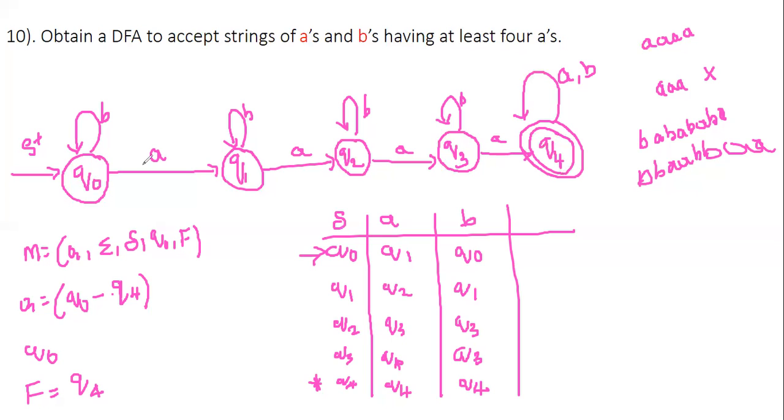Rest of all will be the same. Just what you need to do is change Q4 to a non-final state, and Q3, Q2, Q1, Q0 to final states. That's it. Then it is able to accept a maximum of 3 A's, and if it is more than 3, then it should be rejected.